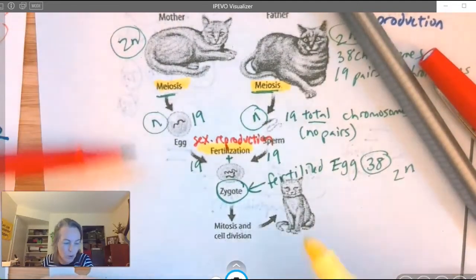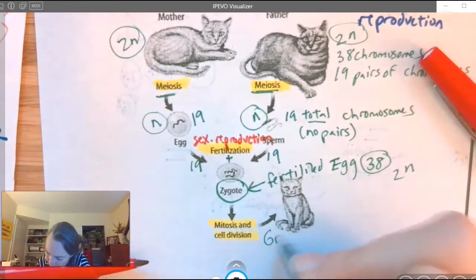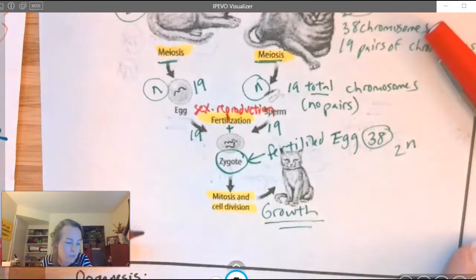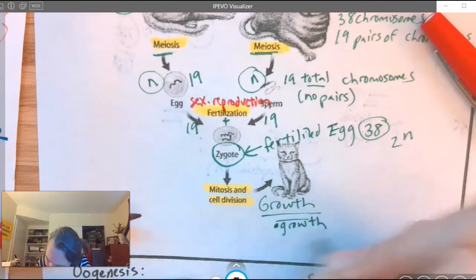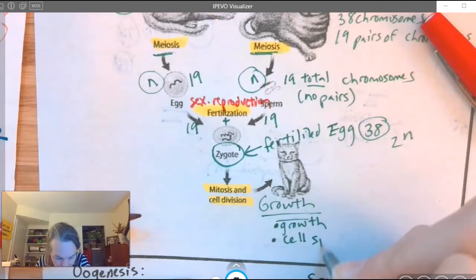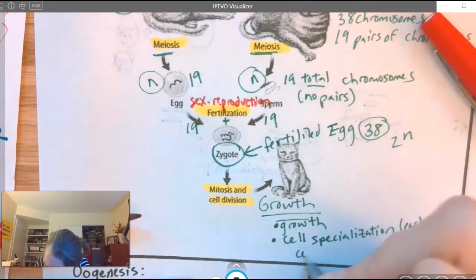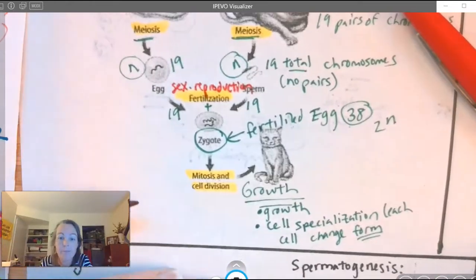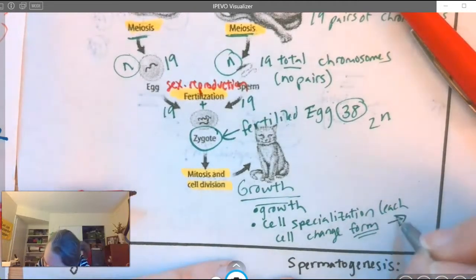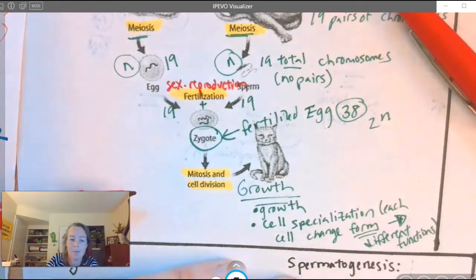And then to grow the organism, we have mitosis and cell division. And this is for growth. During growth of this organism, two things are going to happen. Okay? We're going to have growth, but we're also going to have cell specialization. Each cell will change its form in order to have different functions. And that will be in our next unit on DNA, where we will discuss that in more detail.